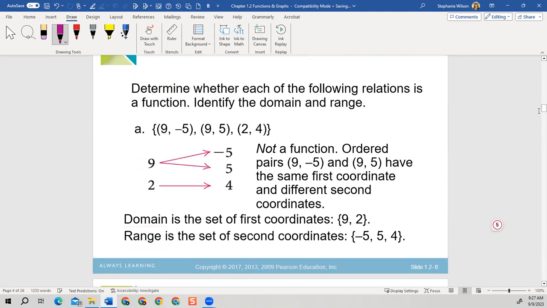Now we want to determine whether each of the following relations is a function and identify the domain and the range. So if I was to say, okay, what is the domain here? Well, the domain is my x values, right? And since we have a repeated x value, this is not a function. My range is the y values. So I would be able to list them. And whenever you list them, if it has a repeated value, you only list it once. Don't list it twice. As you see here, here's an example of how they listed the domain. They only listed the 9 once.